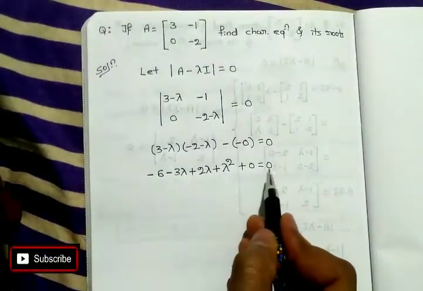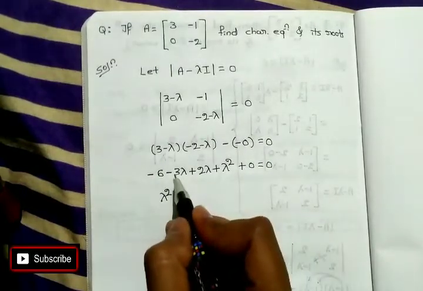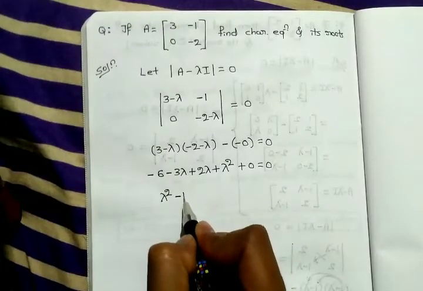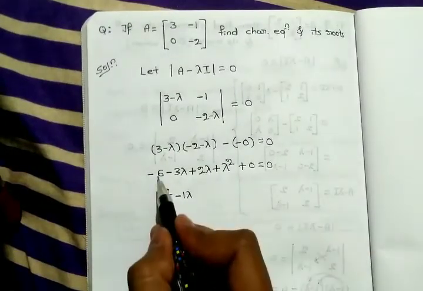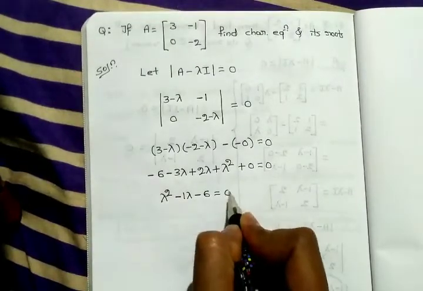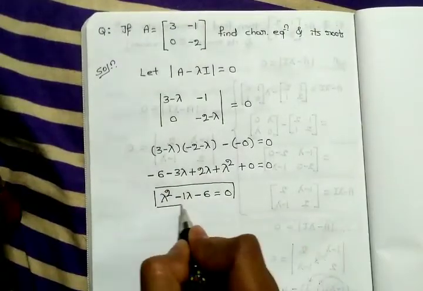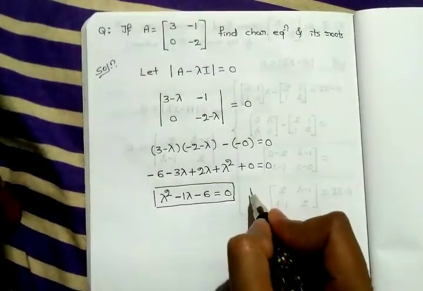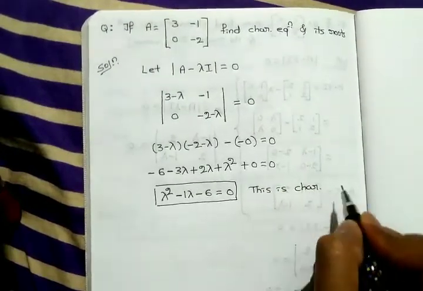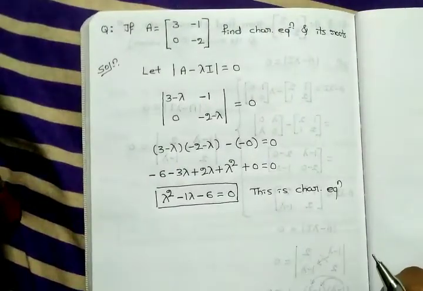In this entire equation only one lambda square is there. Keep that lambda square as it is. Here, minus 3 lambda plus 2 lambda. Minus 3 plus 2 is minus 1 times lambda. And only one constant term is there, that is minus 6, equal to 0. So this is the characteristic equation.